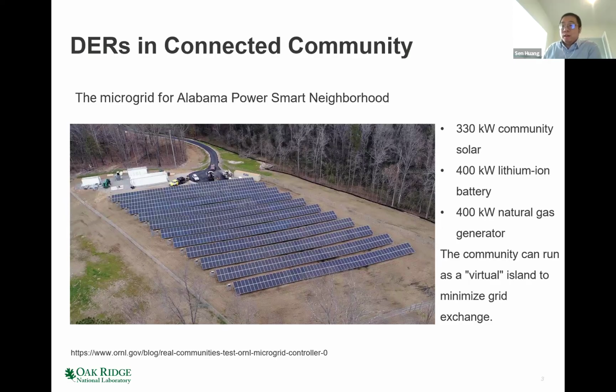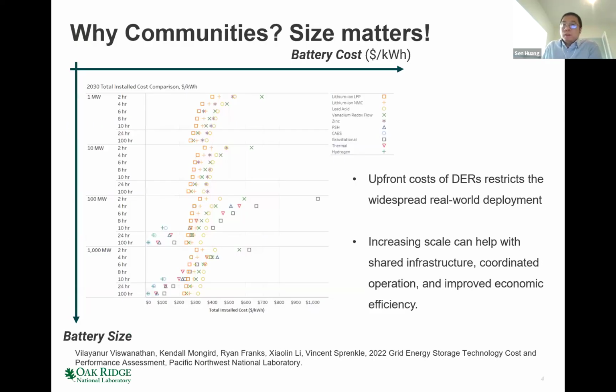That means they are able to move energy all around the community without any headaches. So now we have an understanding of the basic features of a connected community. The question will be why we need that. There are many reasons, but I would like to focus on two. The first reason is the cost.